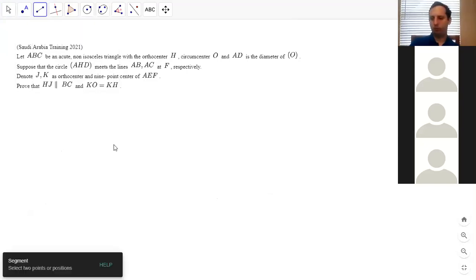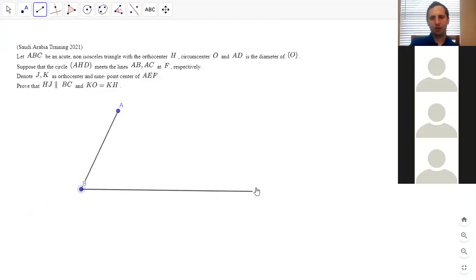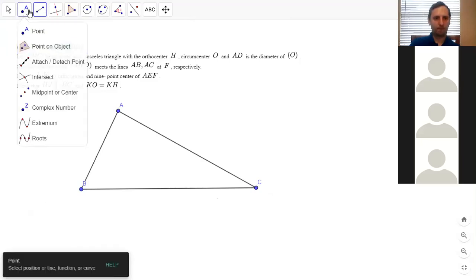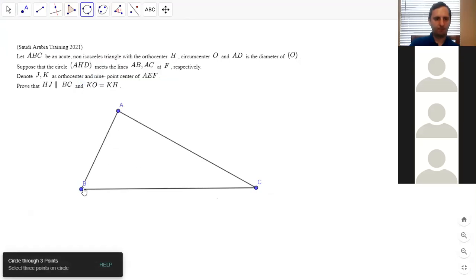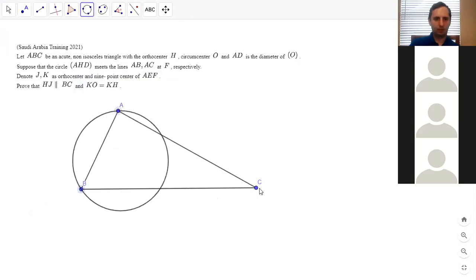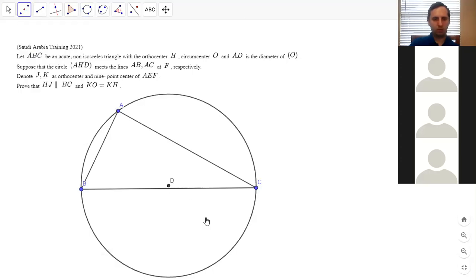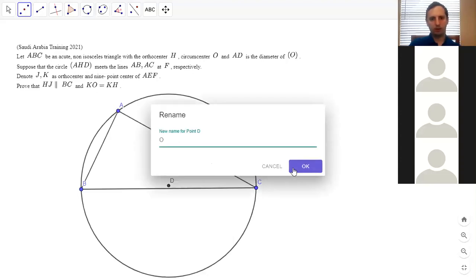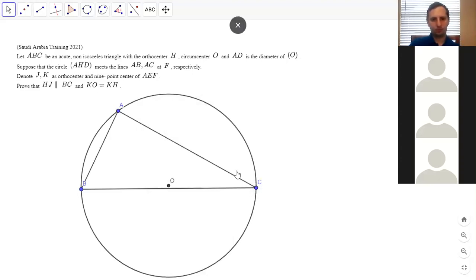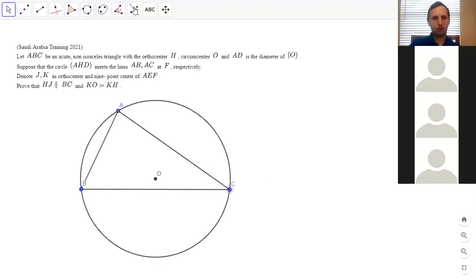So we have an acute triangle with orthocenter H. Let's see what GEO King said. GEO King. Oh yeah, okay. That's what GEO King said. So O is the circumcenter. And AD is a diameter. So this is point D.